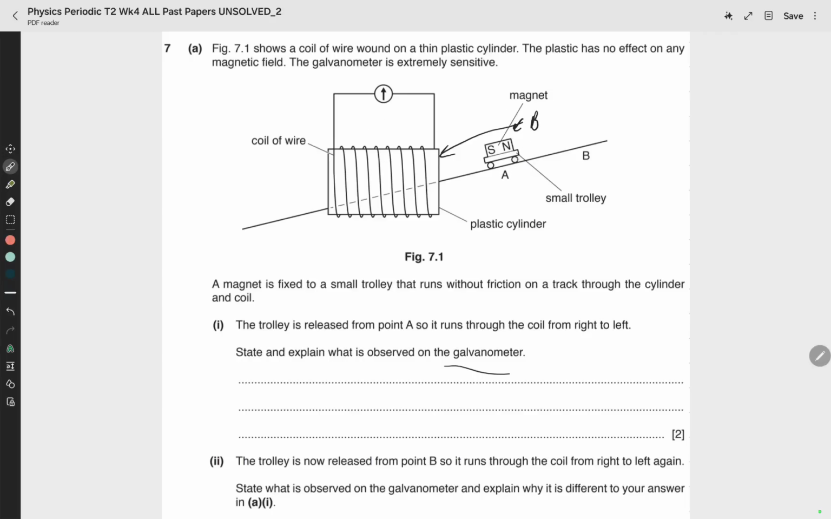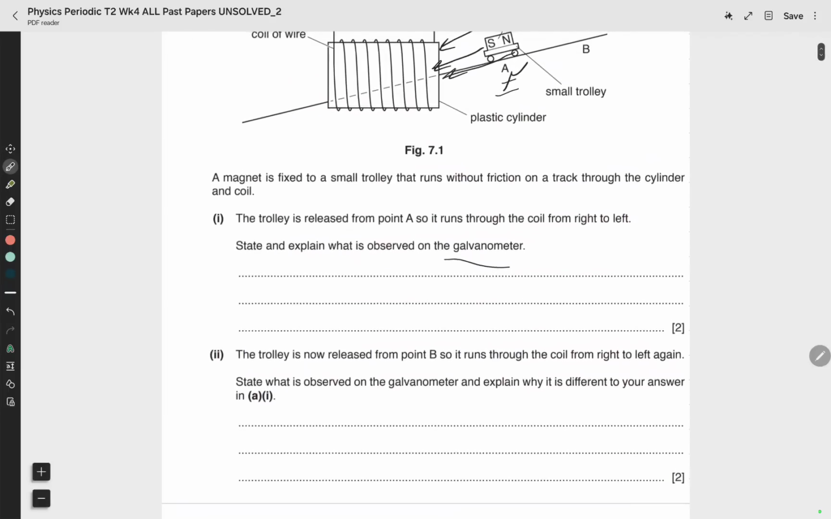Why is there a force? Because the trolley is moving. Remember, F, B, I. What does the galvanometer measure? You guys know the galvanometer measures small currents, right? So these small currents, basically we're talking about the I. So you have this B, you have the force of it being pushed in, right? You have the magnet being pushed into the coil. What happens? You get a deflection on the galvanometer. So what is observed? It's a deflection.